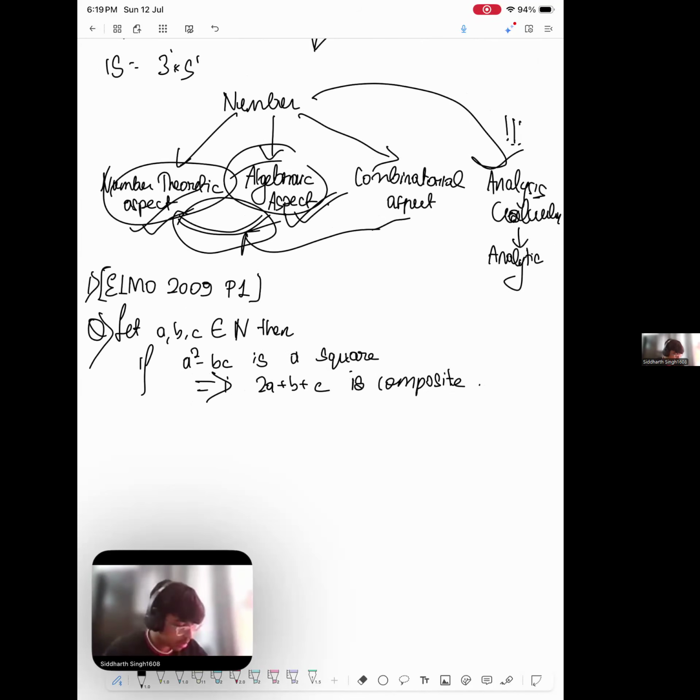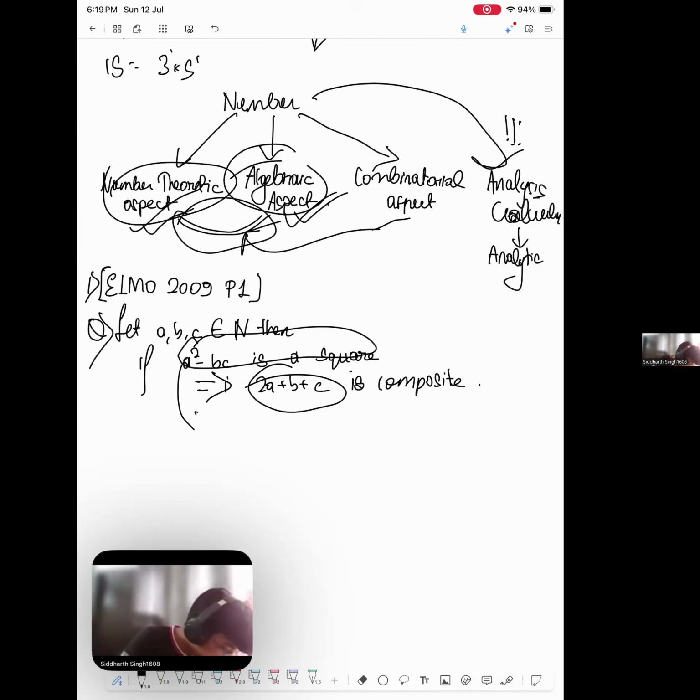Basically the point is you are given a very niche condition: a square minus bc is a square, and then you have to prove this random looking number to be composite. How could you motivate this? How could some number of that form pop up? Here's a minor hint for you all: this is a quadratic term, no?